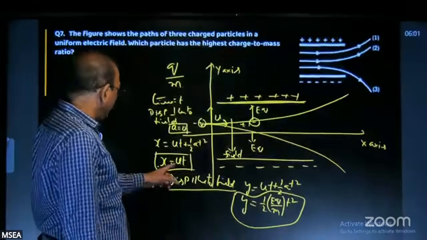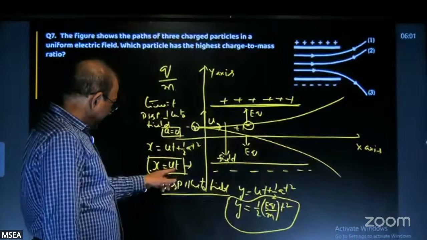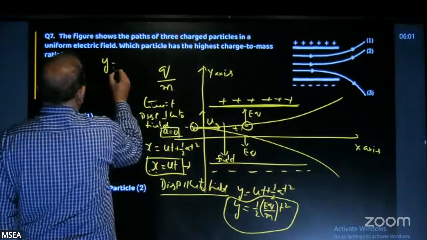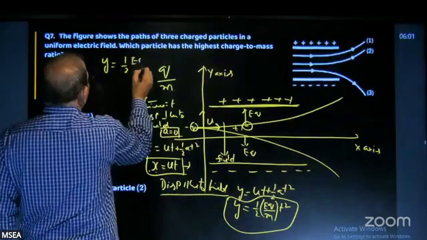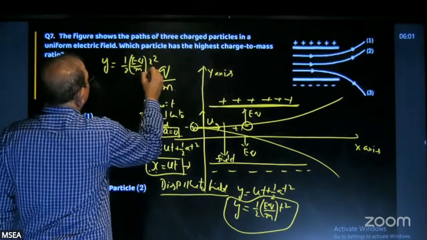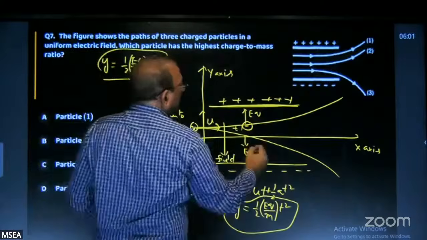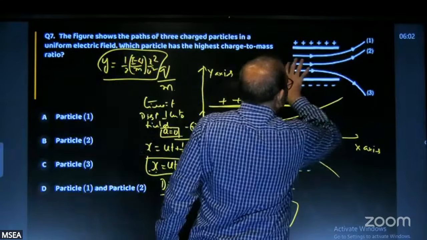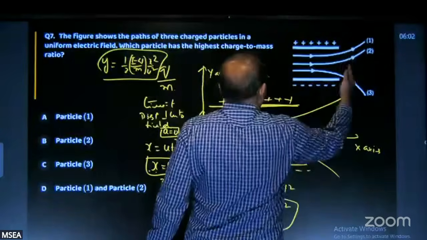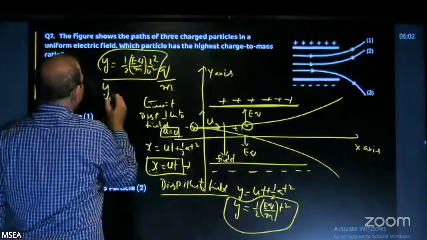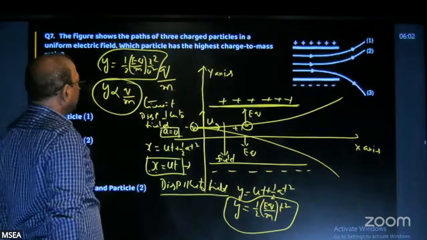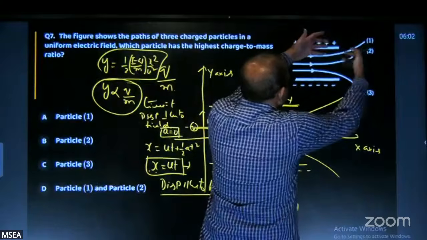Motion of charge in electric field. From this first equation, I can write t is x by u. If I substitute here, I will get y equal to half into EQ by m into, in place of t, x by u, so x square by u square. Now you see here, the charged particles are displacing along x-axis as well as along y-axis. Along y-axis, along the field direction, the displacement y is proportional to q by m, the specific charge.